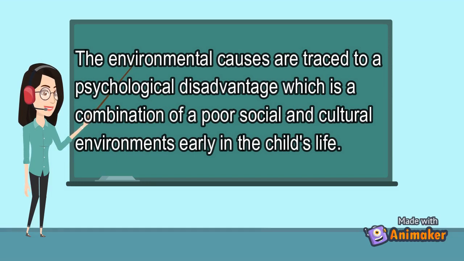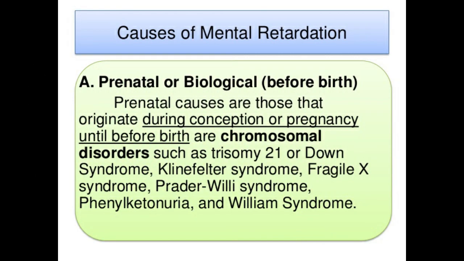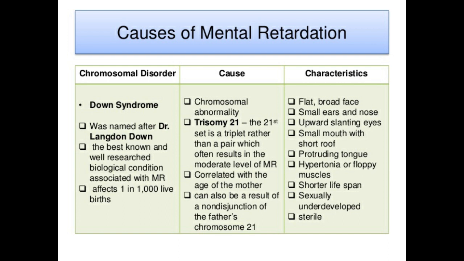Now, let's talk about the prenatal causes of mental retardation. One is Down syndrome. It is named after Dr. Langdon Down, and is the best known and well researched biological condition associated with mental retardation, caused by chromosomal abnormality. The most common is trisomy 21, in which the 21st set of chromosomes is a triplet rather than a pair. Trisomy 21 most often results in moderate level of mental retardation.